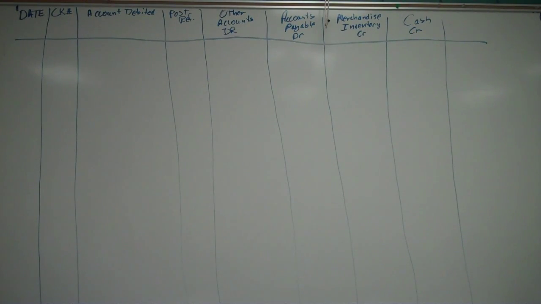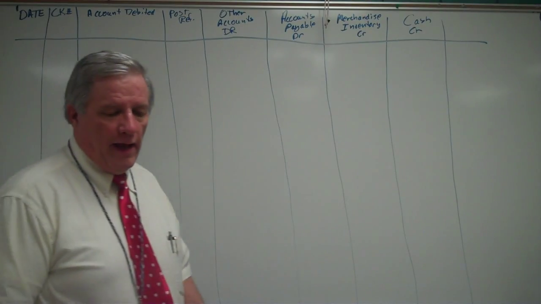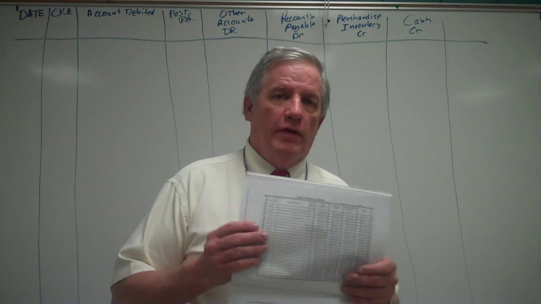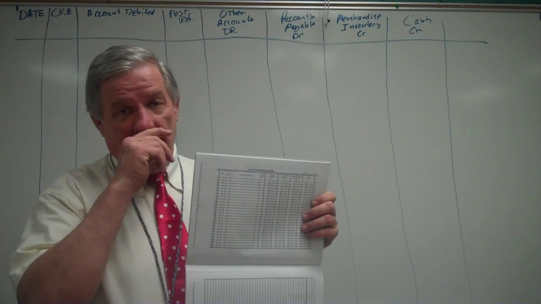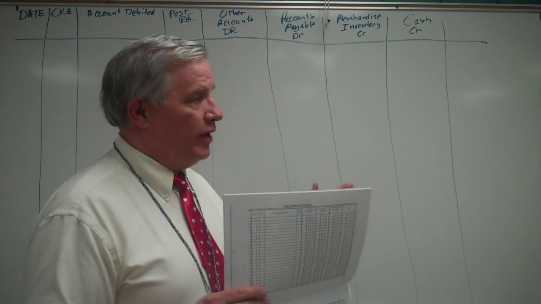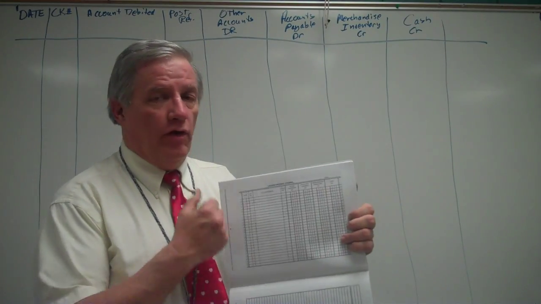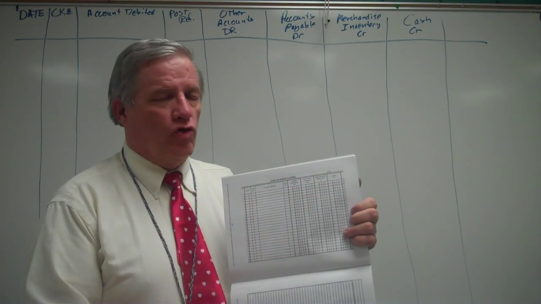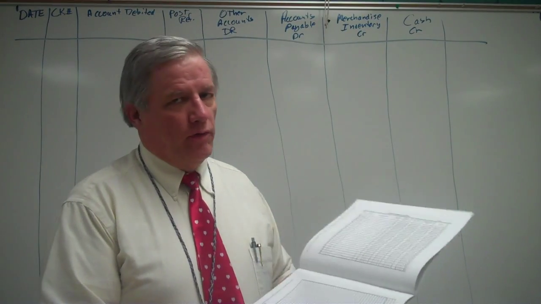A new special journal. The special journal we're going to look at now is the cash payments journal. And remember when I said in the cash receipts journal, every bit of cash that comes through the company comes to the cash receipts journal. Every bit of cash that goes out of the company goes to the cash payments journal. Every one of them. Can't go any other way.